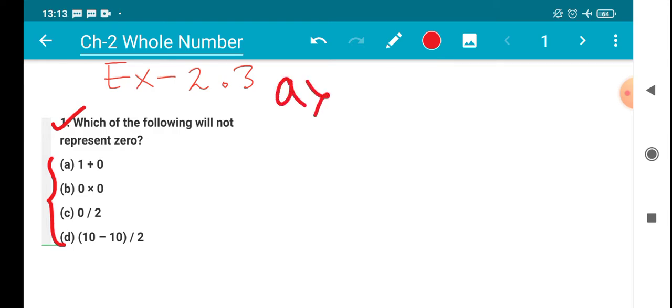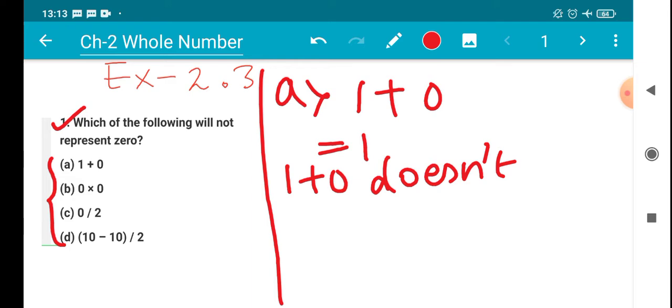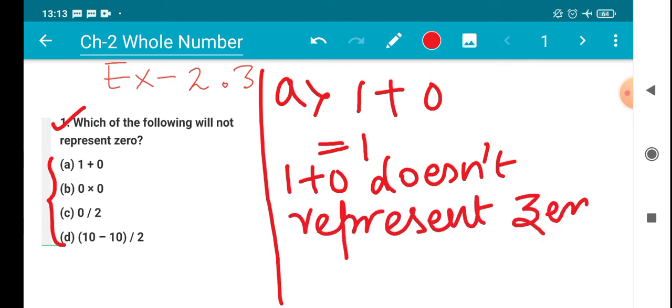So let's do A, 1 plus 0. When you add this, you all know how to add, it will come 1, isn't it? So are you getting 0? No. So 1 plus 0 does not represent 0, isn't it? It's very simple. Even class 3-4 does this, that 1 plus 0 is 1. So 1 is not a 0. 1 is a natural number, 0 is a whole number. There is a big difference. So 1 plus 0 does not represent 0.